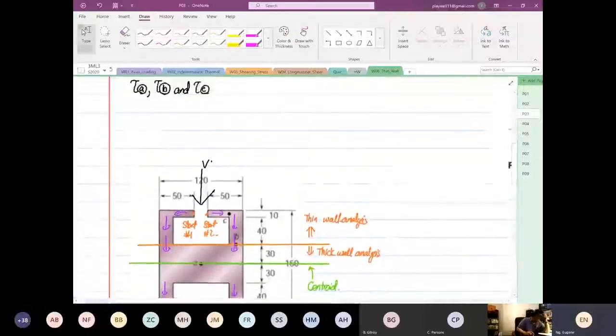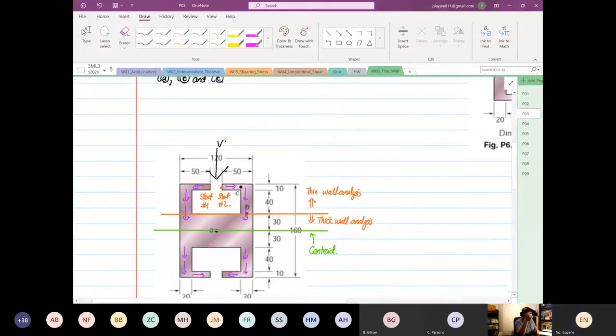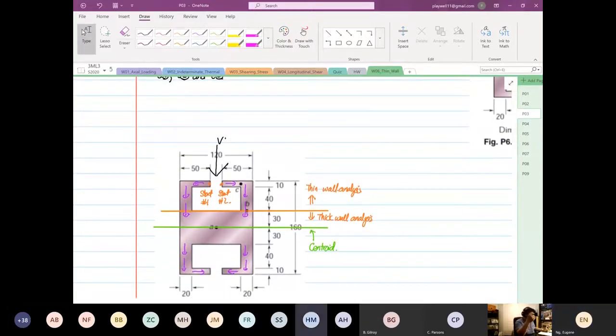Want to guess? Is it point A that has the maximum shearing stress? Or is it point B? Or is it point C? Anyone? Point A. Anyone else? B. Anyone else? C. Okay.